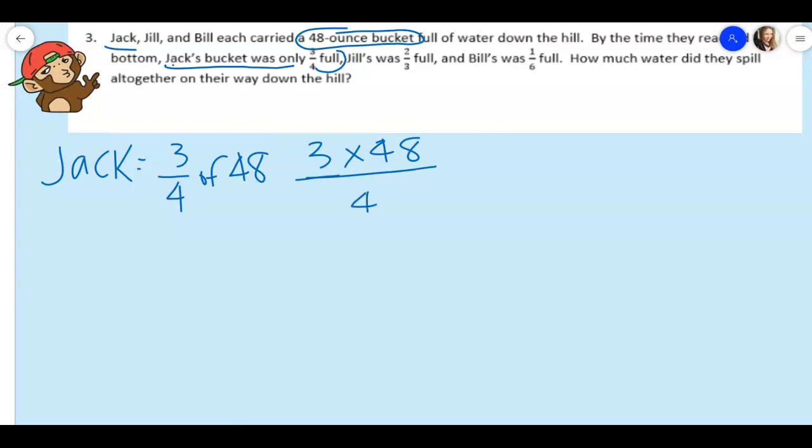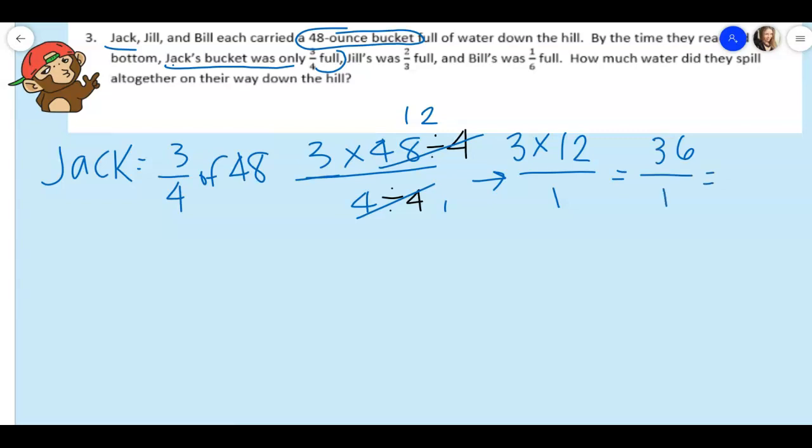Look for cross-canceling opportunities. 4 goes into 4 and 4 goes into 48. That leaves me with my new equation: 3 times, 4 goes into 48 12 times, over 1. 3 times 12 is 36 over 1. So he made it to the bottom with 36 ounces still in his bucket out of the 48.